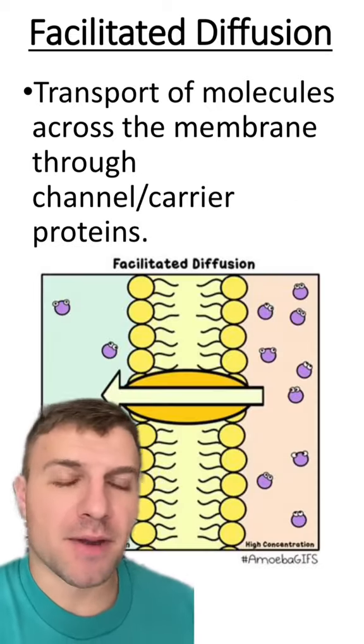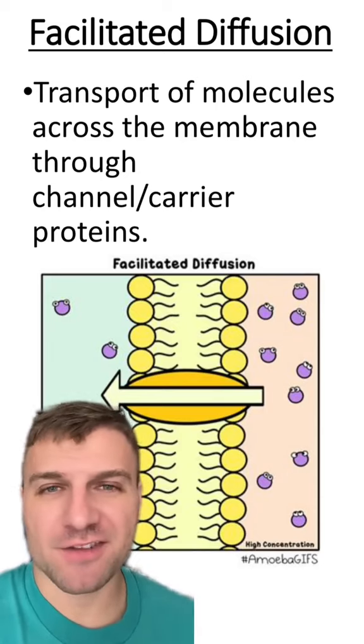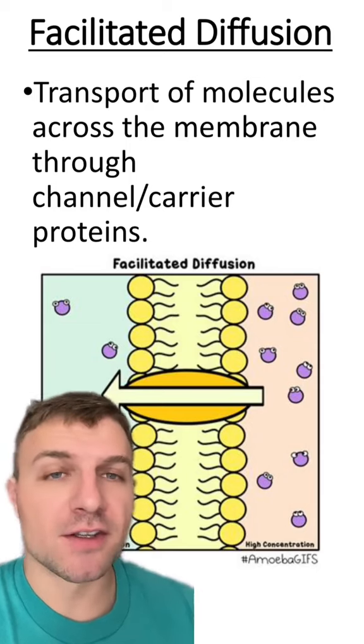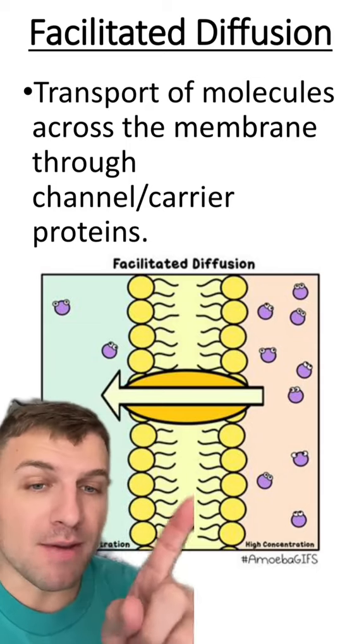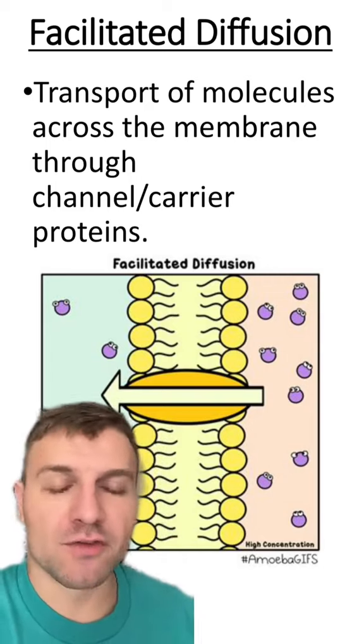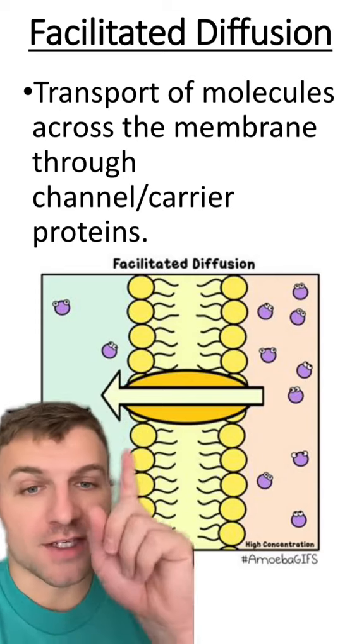The last type of passive transport that we're going to go over is called facilitated diffusion. And the only main difference between regular diffusion and facilitated diffusion is that the molecules in facilitated diffusion have to go through a membrane through something called channel or carrier proteins. They're still going to move from a high to low concentration, but in this case, they are going to move through one of these membrane proteins.